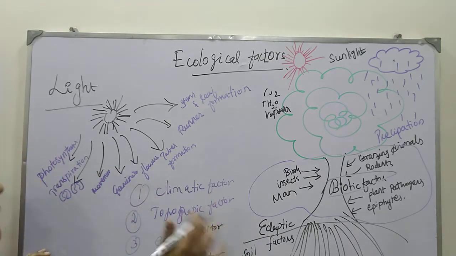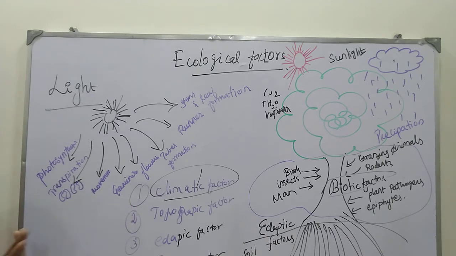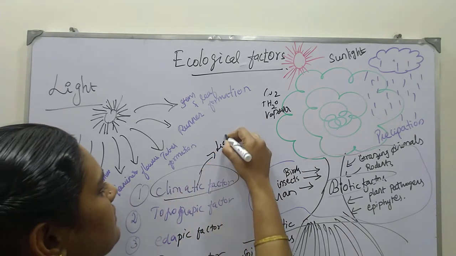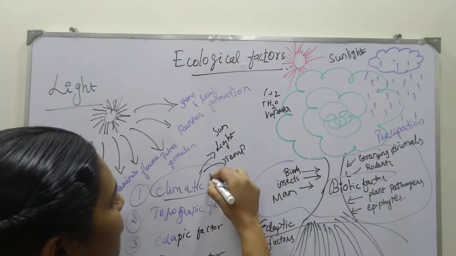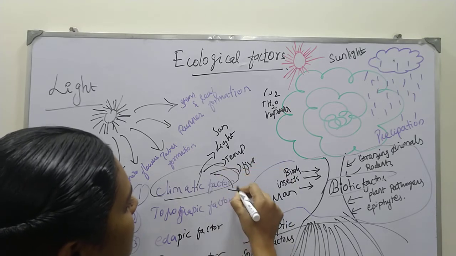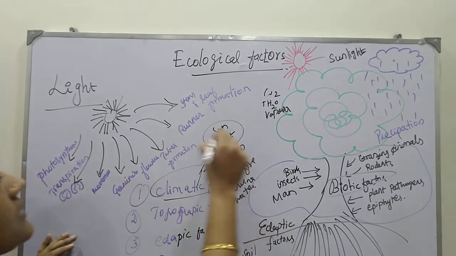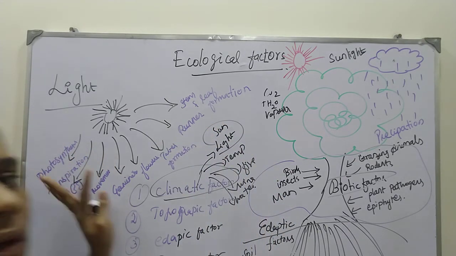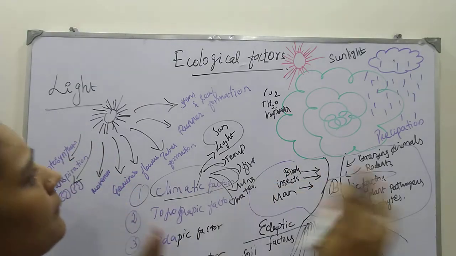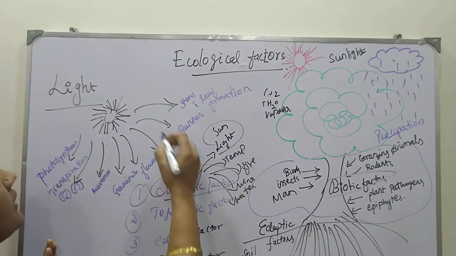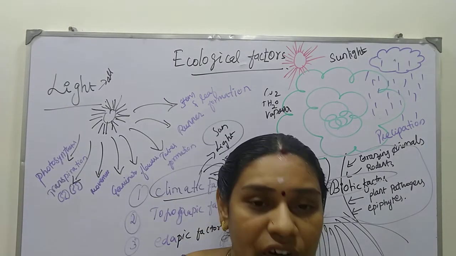In this lesson, I am going to explain the climatic factor in detail. The climatic factor consists of light, that is sunlight, temperature, fire, wind and water. Now I am going to explain first sunlight. Sunlight is very important and essential for all the physiological processes of a plant. All physiological processes means all the functions of the plant.